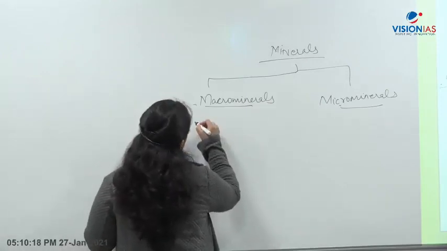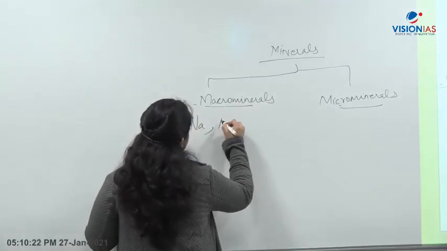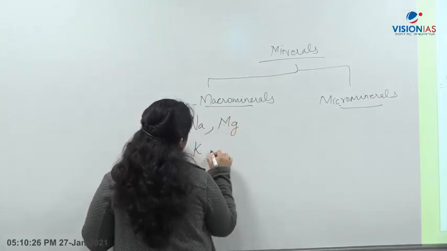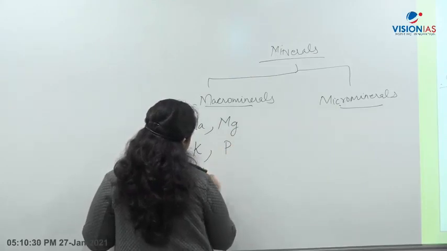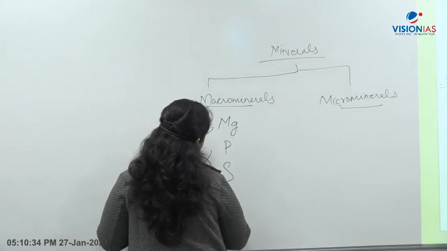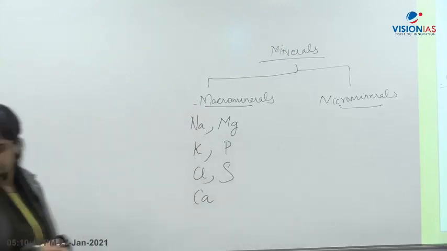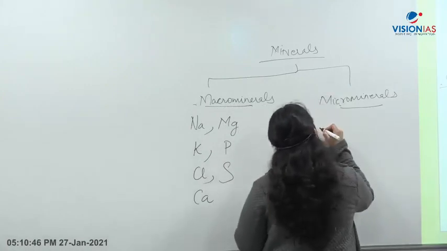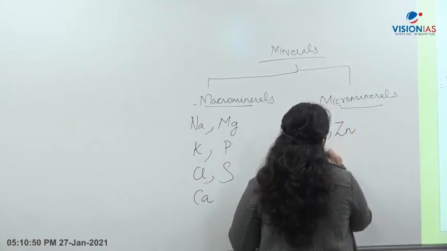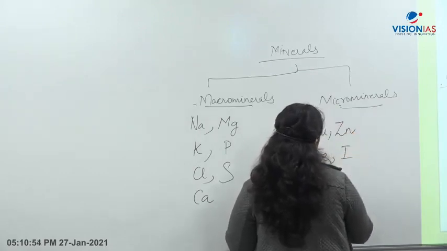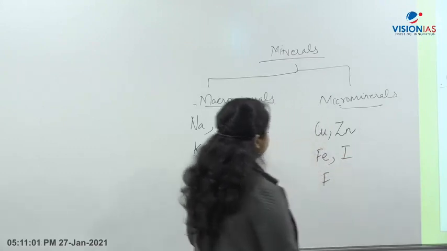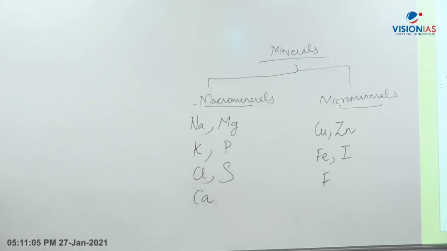So for macro minerals, we have sodium, magnesium, potassium, phosphorus, chlorine, sulfur, and calcium. These are your macro minerals. And micro minerals are copper, zinc, iron, iodine, and fluorine. So let's write about each of these one by one.